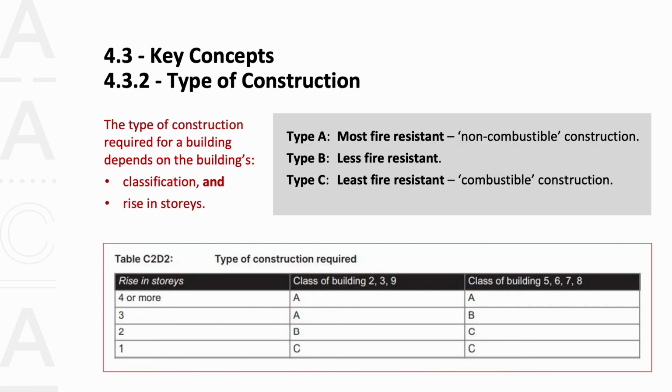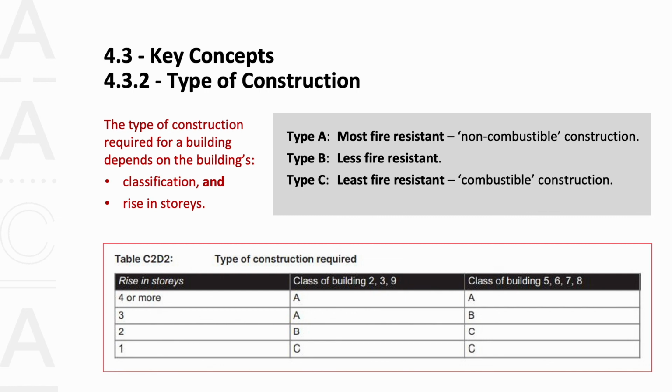Our next key concept is type of construction. The type of construction required for a building depends on a combination of the building classification and the rising stories, which we had a look at on the last slide. These two factors determine the risk to the building, other buildings, and the occupants from fire. For example, the building classification points to a building's likely use, fire load, population, and the mobility of its occupants, for example, whether or not they're likely to be sleeping or if they're alert.